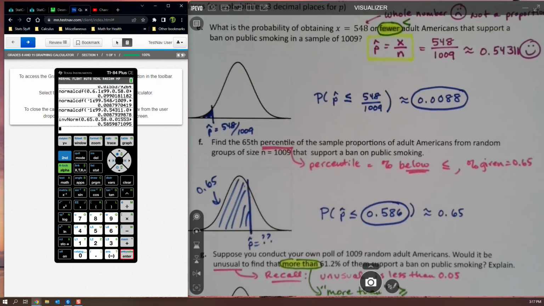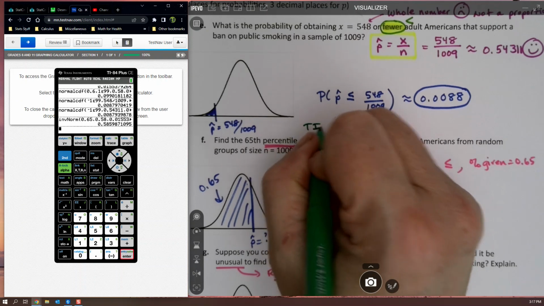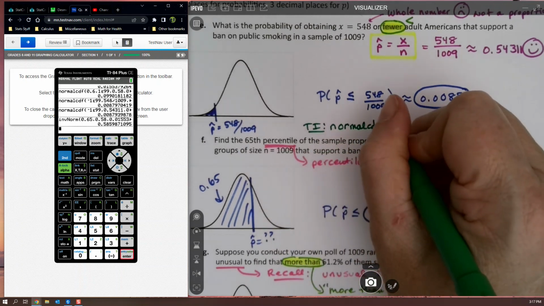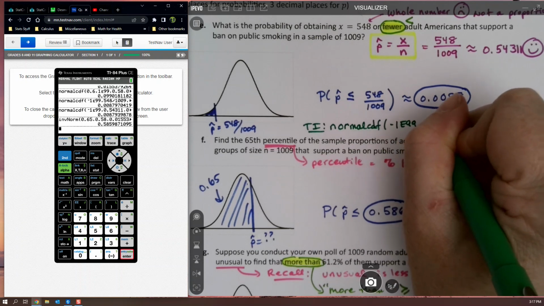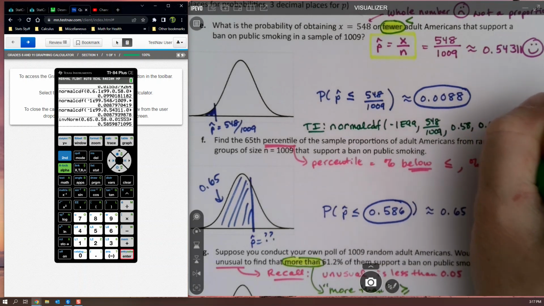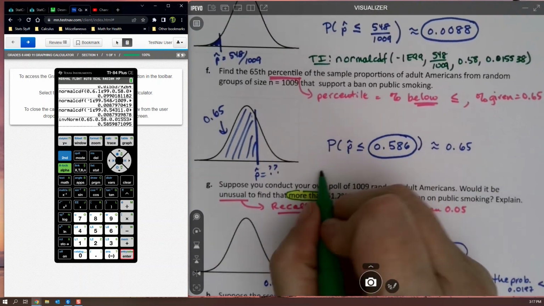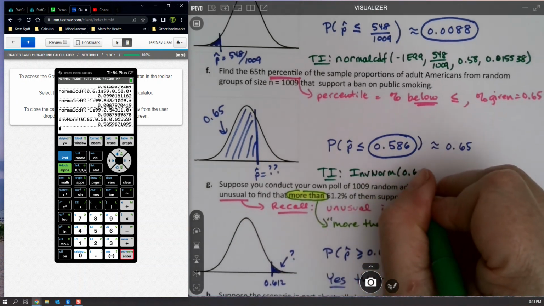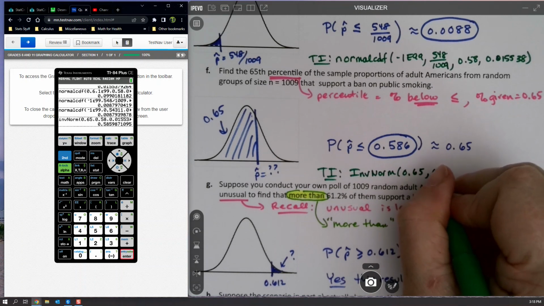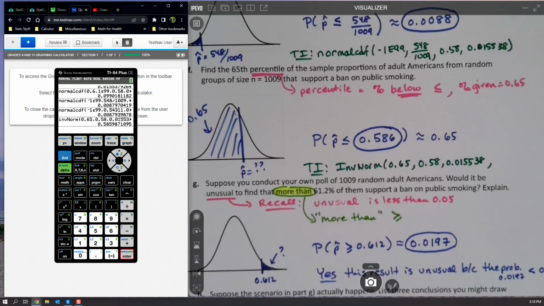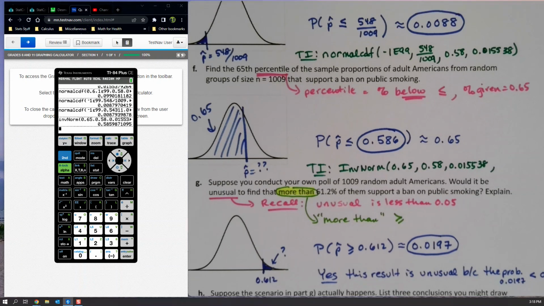There we have it. Oh, I forgot to write this down, so let me go write these. So TI. And again, if you're not using a TI, just skip ahead. You don't need to watch any of this. It's normal CDF. So this is negative 1E99 to 548 over 1009, 0.58, 0.015538. That'll get you that answer. On this one, you use inverse norm. So 0.65, and then 0.58, 0.015538. If you're on an old calculator, that's where you stop. On a new calculator, you say left as well at the end. Like that.